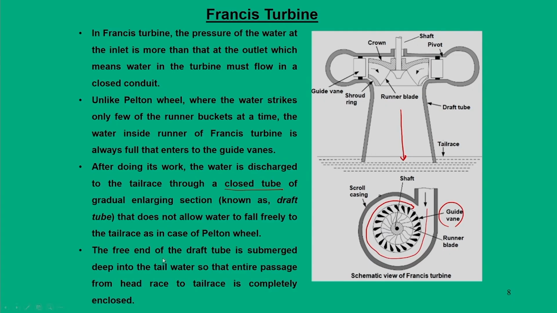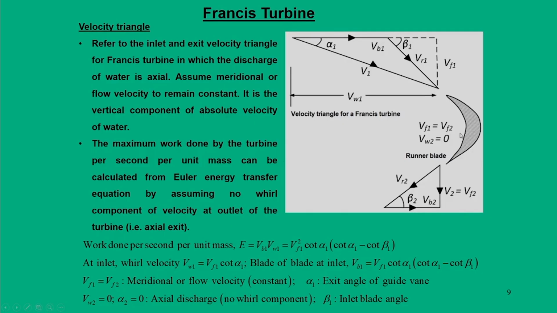Now, the free end of the draft tube, which is the discharge passage of the water, is submerged deep into the tail race, so that the water does not see any kind of atmospheric pressure in its path. Now, let us try to understand how energy is harnessed from the water by looking at the velocity triangles that are drawn for a Francis turbine.